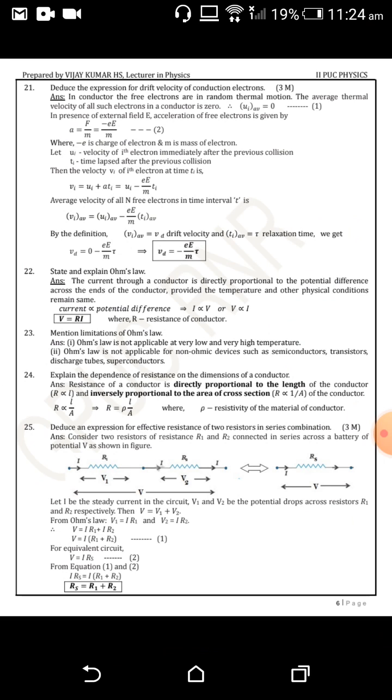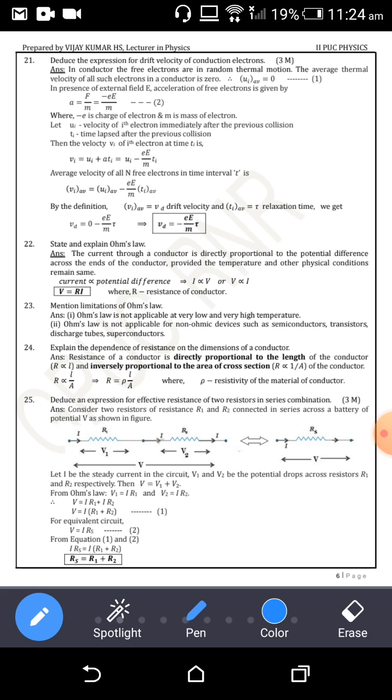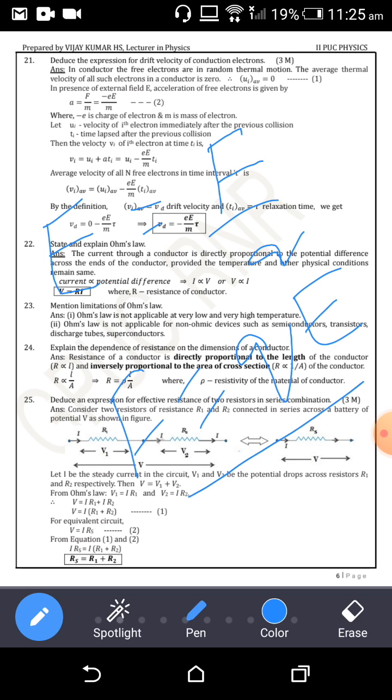Sorry, E is equal to F by Q, we are going to write. So this is the equation: E is equal to F by Q, so F is equal to Q into E. This is the force experienced by the charge. Since we are dealing with electrons, we are going to replace that Q by minus e. That negative sign denotes that the electrons are drifting in a direction opposite to that of the applied electric field. So that is considered as equation 2.